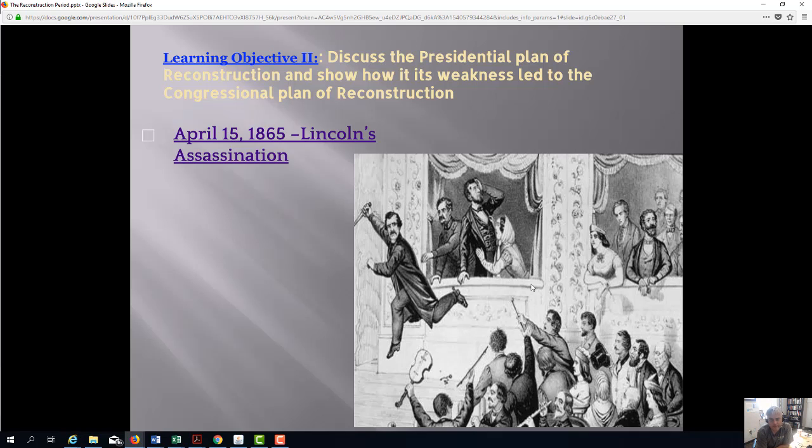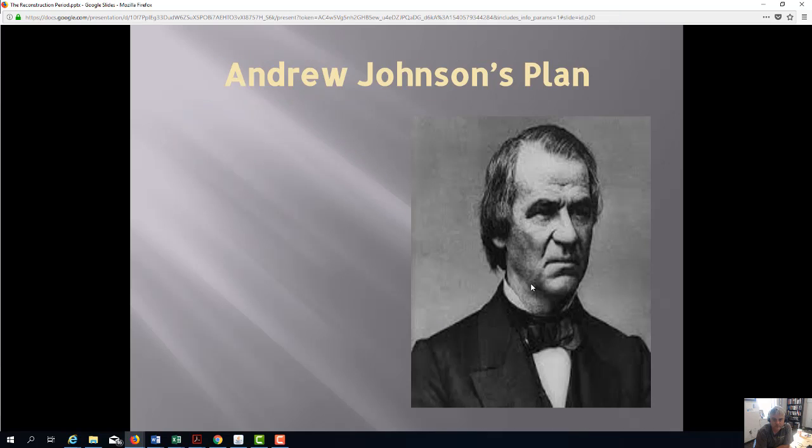And the other thing that's going to happen as a result of this assassination, and keep in mind too, Lincoln had incredible, what's referred to as political capital. He has won the Civil War, and the American people love him. And when he is assassinated, this gentleman takes over. This was his vice president, and this guy is going to be wholly ineffective.